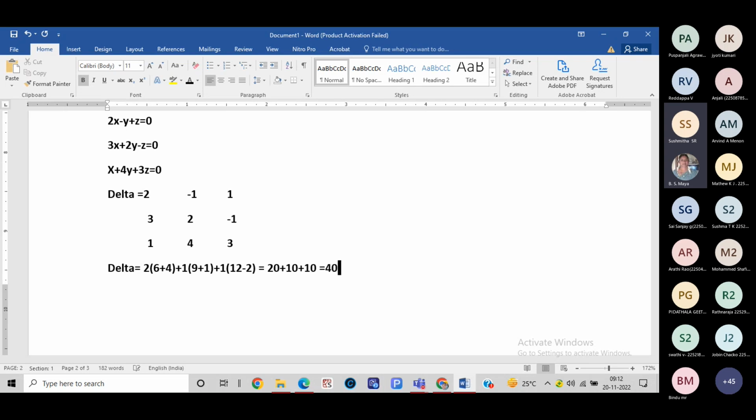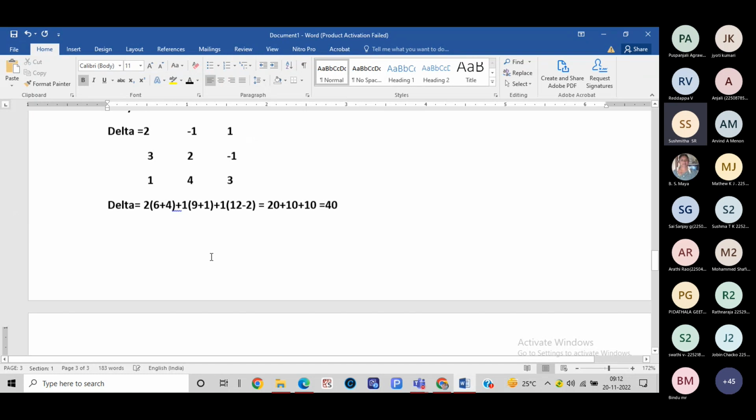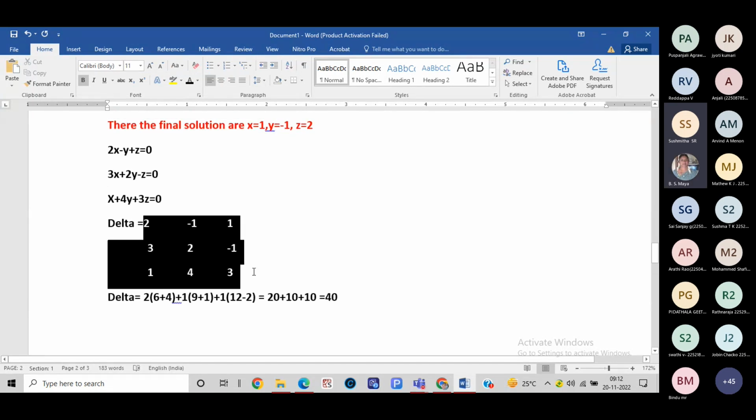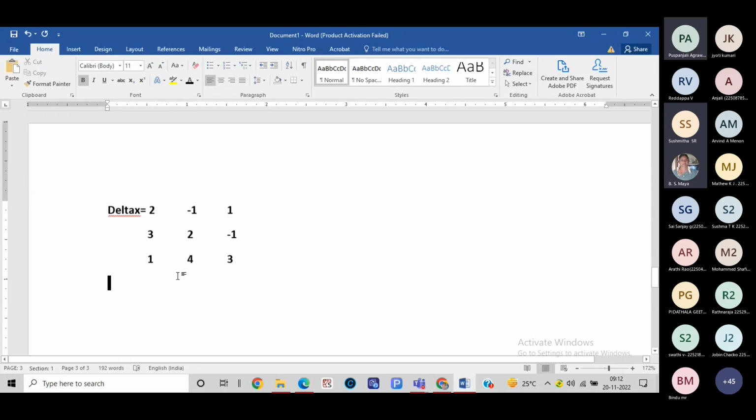See, like this, you get a simple equation in the exam. Don't worry about that. Now, delta is what? 40. 8. What is the next step? Delta x. Find the delta x. Can we take down this? Okay. Now, the delta x you have to find out in homogeneous equations. Then easily.